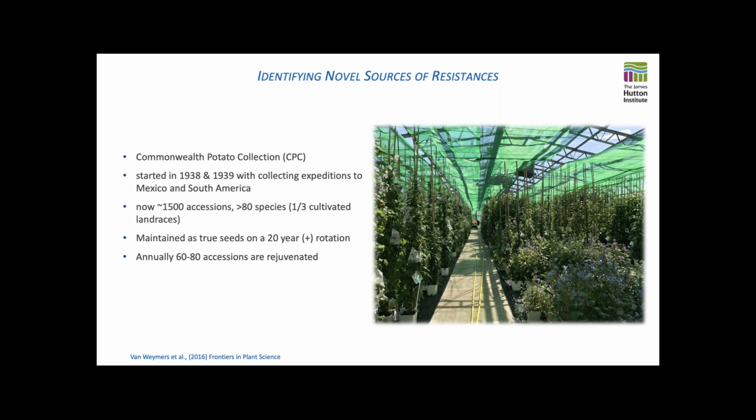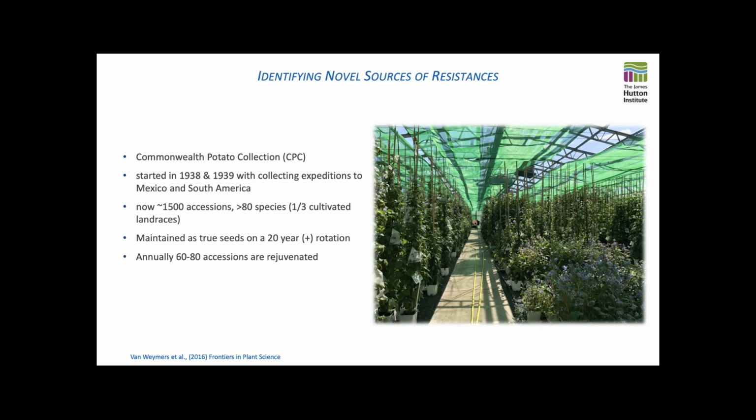And we're not the only country in the world that has a potato germplasm collection. There are others, many of them actually bigger, such as the collection at the International Potato Center, or our colleagues in Wageningen or in Sturgeon Bay in the US. So there are many of these collections throughout the world. Our collection has over 1,500 accessions. We have over 80 species represented. Two-thirds of them are wild species, but one-third of them are cultivated landraces, so they're not too far away in terms of breeding to make cultivars out of them eventually.